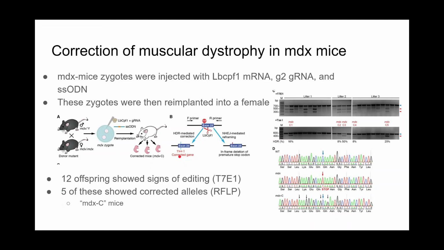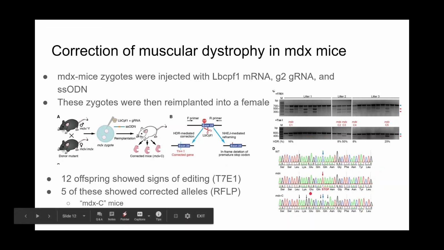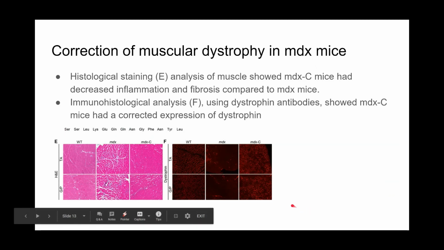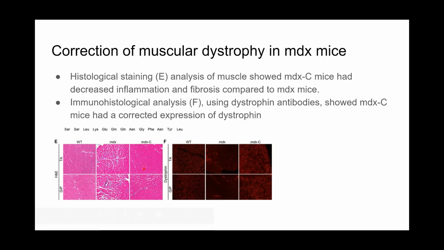12 of the 24 mice seen with this T7E1 assay were found to have been edited. Of those 12, only 5 carried the restriction site that indicated HDR correction, seen with this RFLP assay. These 5 were designated MDXC mice, which had their stop codon deleted. Histological staining with hematoxylin and eosin of some muscles showed MDXC mice had reduced inflammation and fibrosis. Immunohistochemistry with dystrophin antibodies showed MDXC mice had corrected dystrophin expression, indicated with red, similar to wild type.